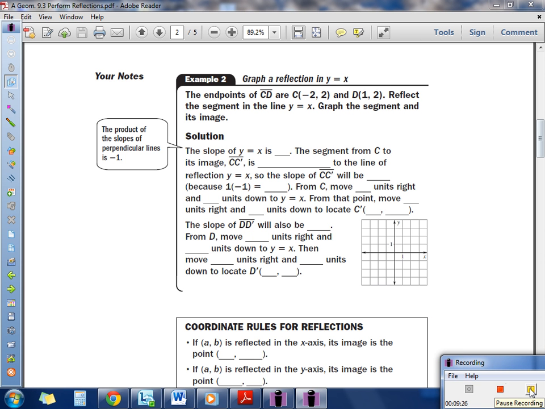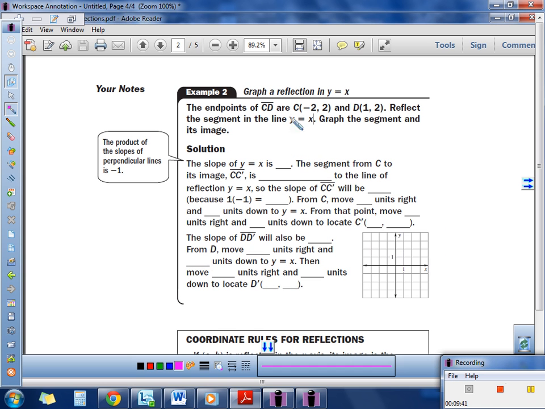Example 2 is where people start messing up. Because on example 2, it doesn't give just a horizontal or vertical line to flip over. Instead, it's a diagonal line. And this diagonal line is right here, y equals x. So in case you've forgotten what y equals x is, you can think about a table. And I want my y to be the same value as my x.